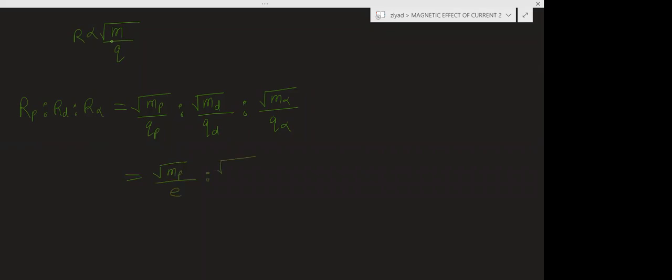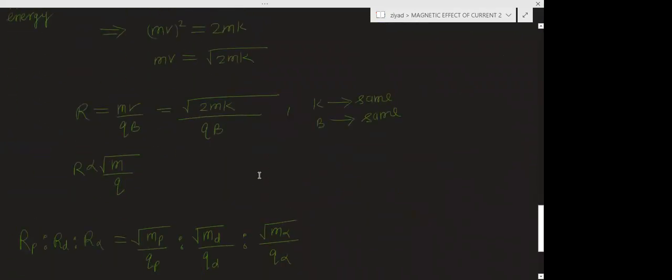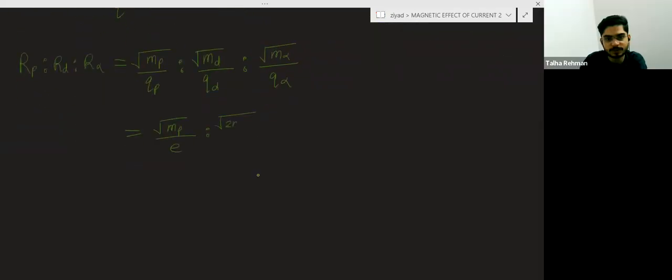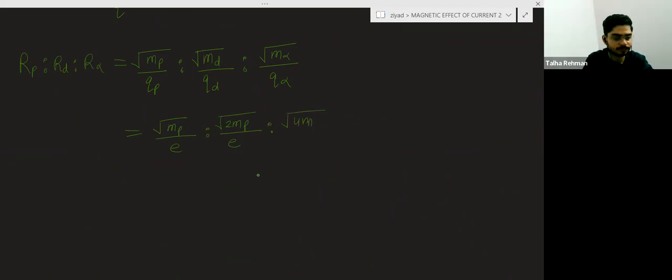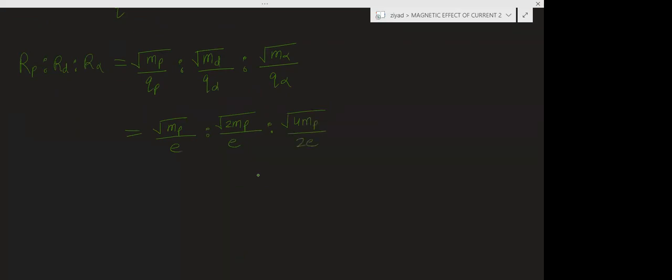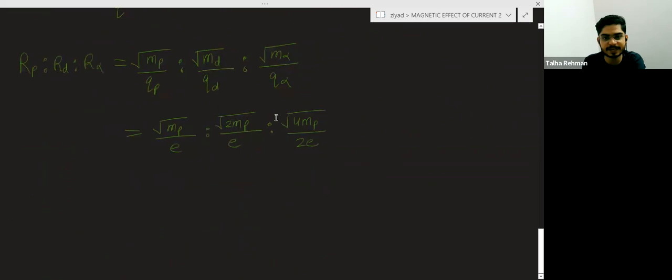Mass of neutron, see from the table, is 4 times the mass of proton, so I can write 4 times mp, and charge will be e. For the alpha particle, mass is 4 times of mass of proton, mp divided by e, and your charge will be 2 times the charge on electron. So now we will cancel out this mp and mp, under root of mp.